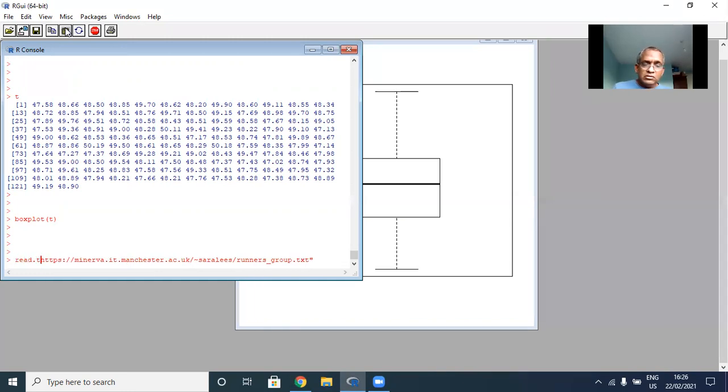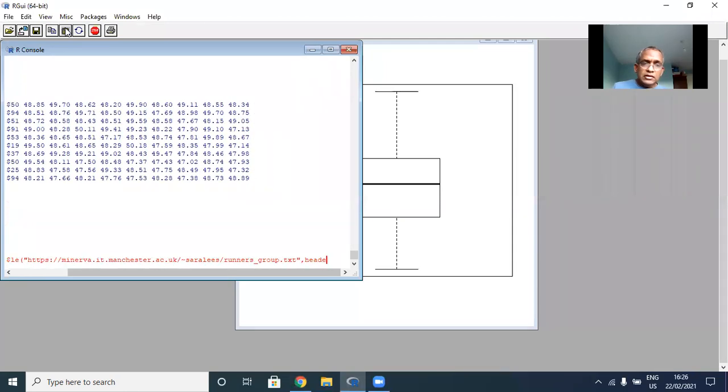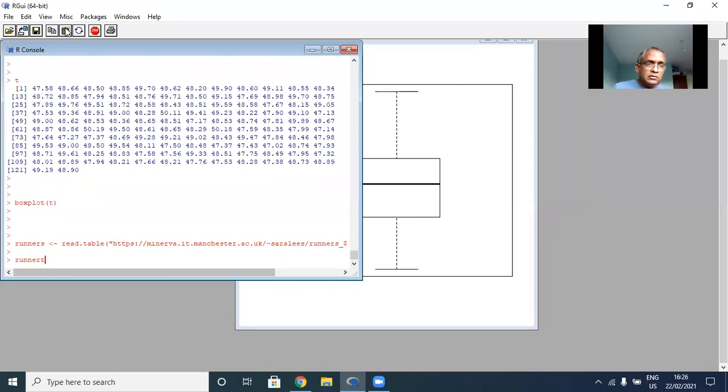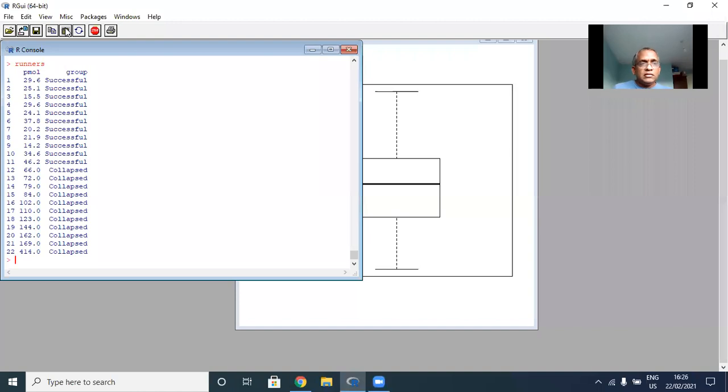So let me use read.table. This is, as I said before several times, the command that you need to use. And let me call this data runners. Once again, the header for the data set is true, right? So now if you type runners, you see there are two columns of data. The first column is the concentration of a chemical, and the second column is whether the runner collapsed or not, right? So if you type names, you see there are two columns, PMOL and group, right?